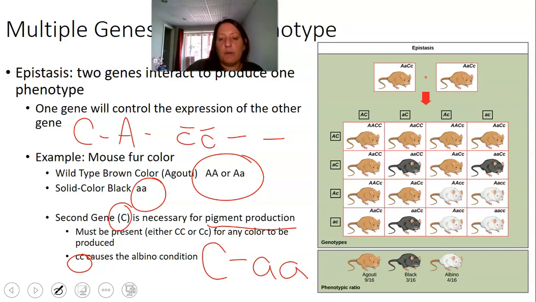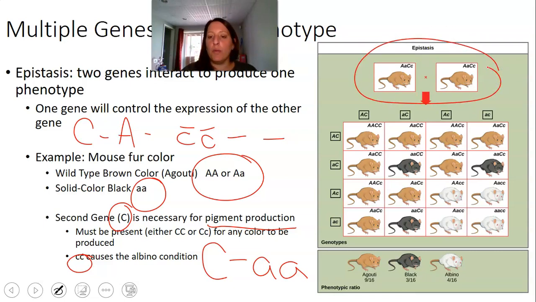Okay, actually I wrote the reverse of how the Punnett square is. So it doesn't matter which gene you put first, the A gene or the C gene, as long as you keep the A's together and the C's together. Okay, so let's take a peek here at this cross. So we've got two brown mice, and both of their genotypes, they're both heterozygous at both loci. So they're both big A, little a, big C, little c.